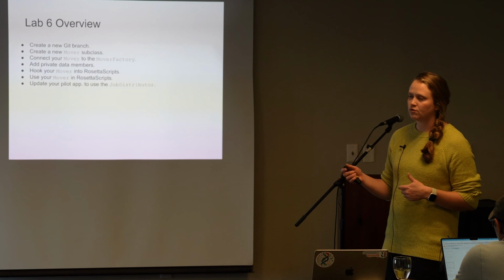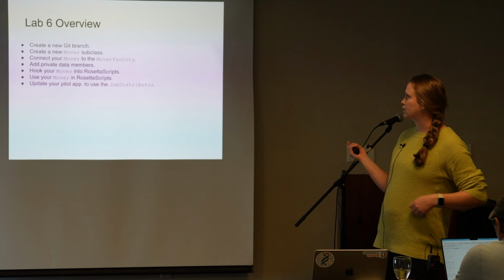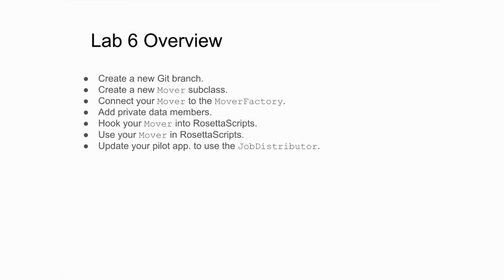All right, so for lab 6, just a quick overview: you're going to create a new git branch. You're going to make this new mover subclass and then connect your mover to the MoverFactory, add your necessary private data members, and then hook your mover into RosettaScripts. And then you're actually going to run your mover in a RosettaScript. If you're doing this in C++, you can update your pilot app to use the job distributor so that it calls in your mover.